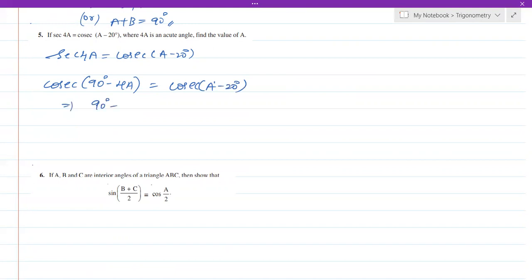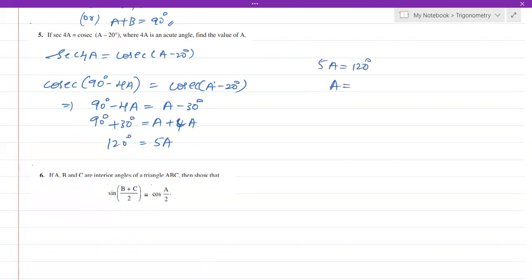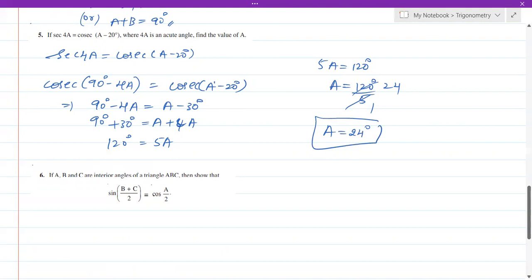Therefore we get 90 minus 4A is equal to A minus 30. So 90 as it is, minus 30 to this side will become plus 30, equal to A, minus 4A to this side will become plus 4A. 90 plus 30 is 120, which is equal to 5A, or 5A is equal to 120 degrees. Therefore A is equal to 120 by 5. So therefore A is 24 degrees. That's the value of A.